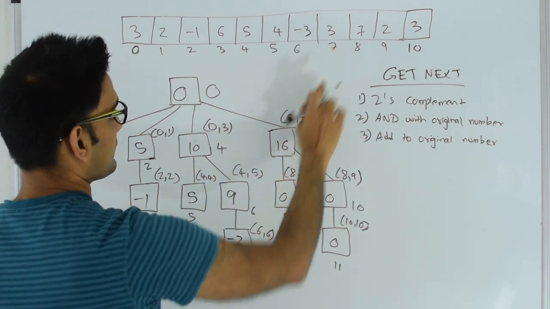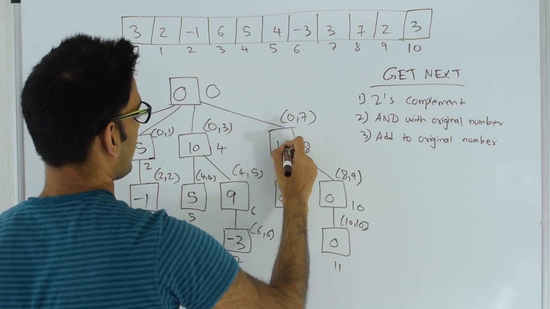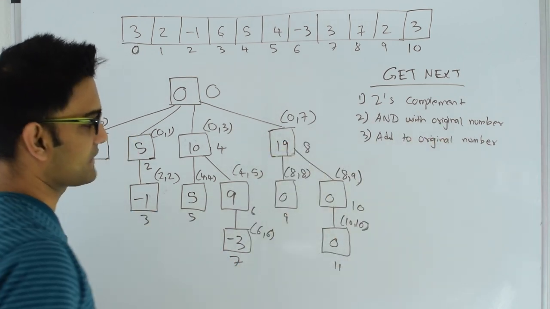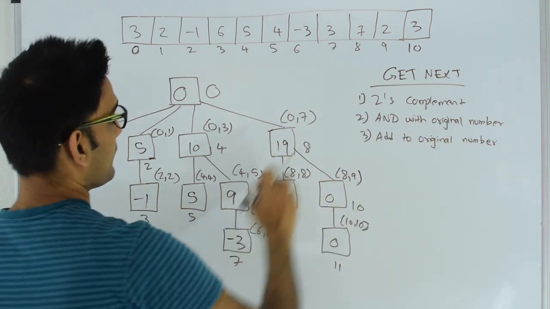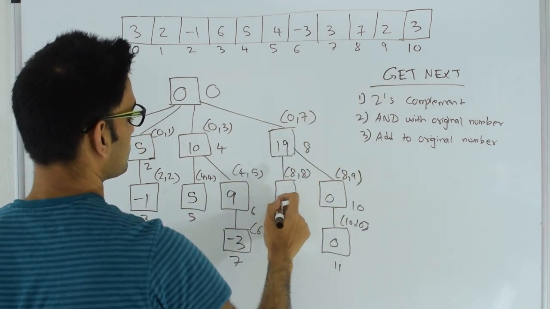Then we go and update 7. So we are updating 8, so 3 plus 16, so this becomes 19. And then 8's next is outside the range. Then we go to 8. So we come here, so this becomes 7.